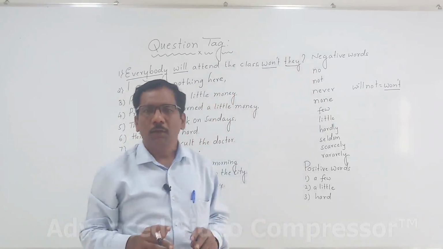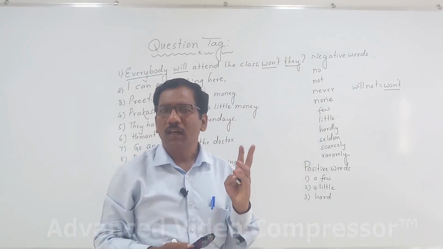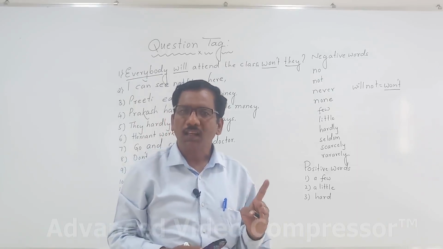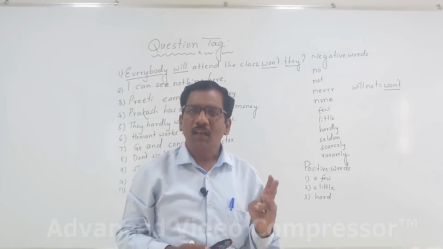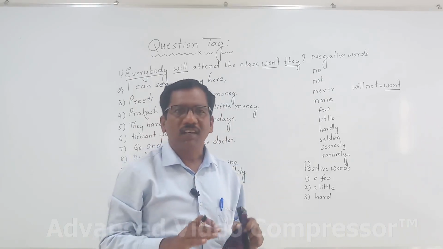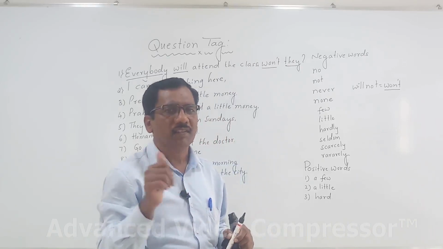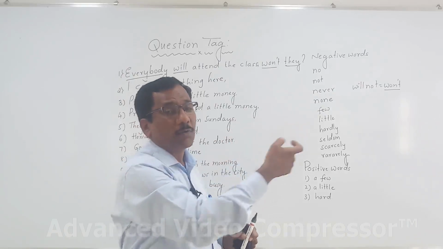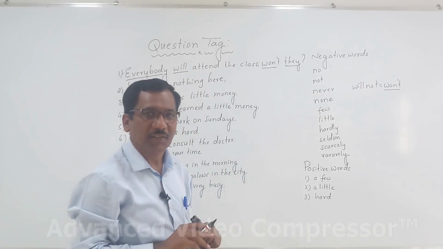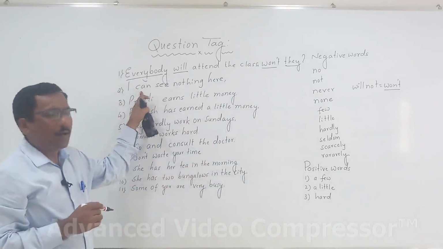Please remember, whenever the statement begins with everyone, everybody, everything, no one, nobody, nothing, anyone, anybody, anything, someone, somebody, something, if any one of these pronouns is placed in the subject place, then the pronoun in the question tag must be they. Please keep this point in your mind. Okay? Now you please see the second example.